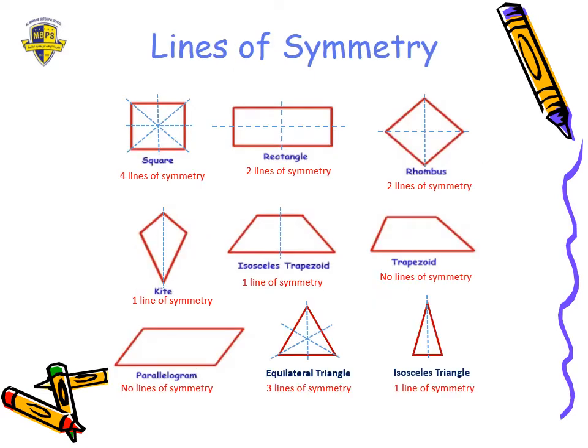In grade 4 we learned about lines of symmetry, and we know that some shapes have one line of symmetry, some have more than one, two or three lines, and some have no lines of symmetry. Let's start with a square here. A square has four lines of symmetry. You can see these lines. Four lines can divide this square into two equal parts. A rectangle has two lines of symmetry. A rhombus also has two lines of symmetry. A kite has only one line of symmetry.